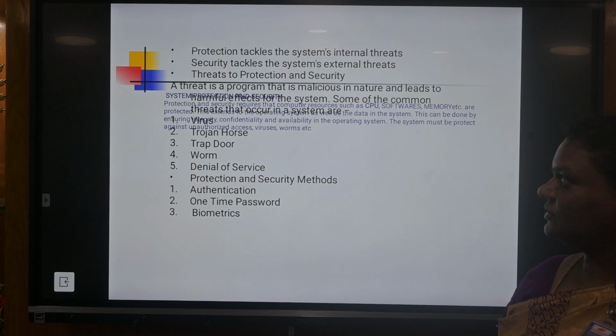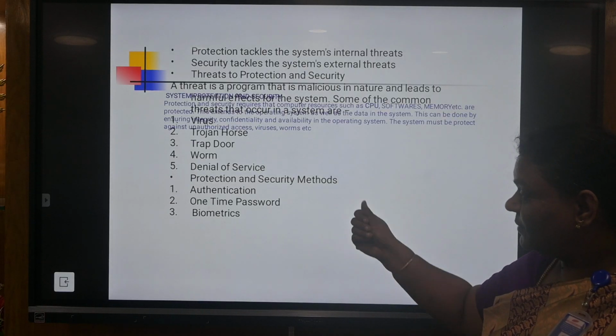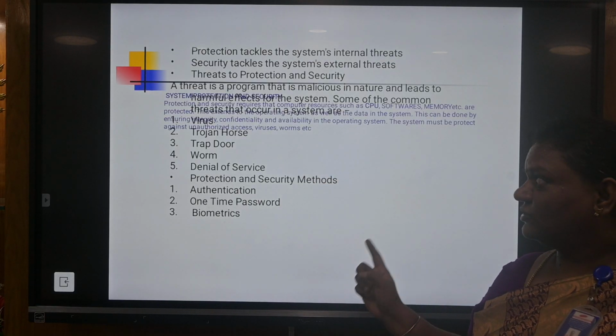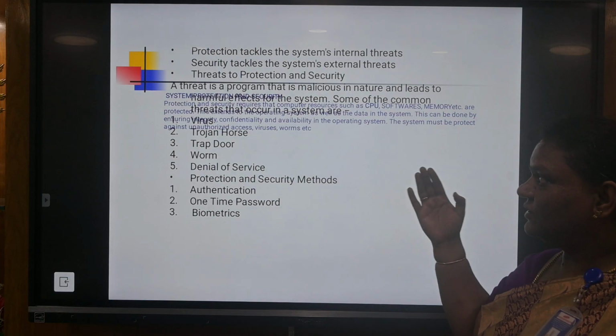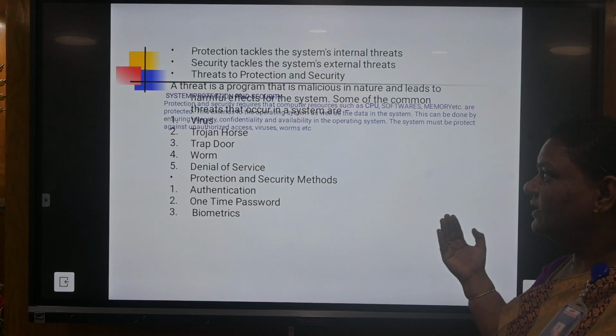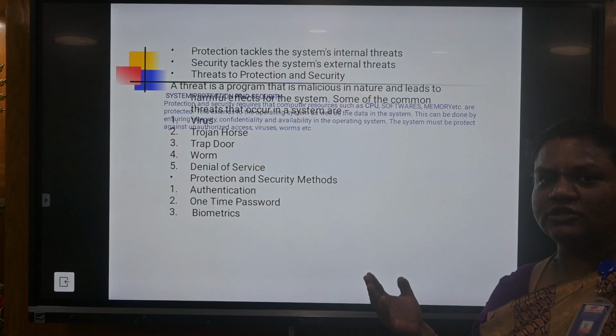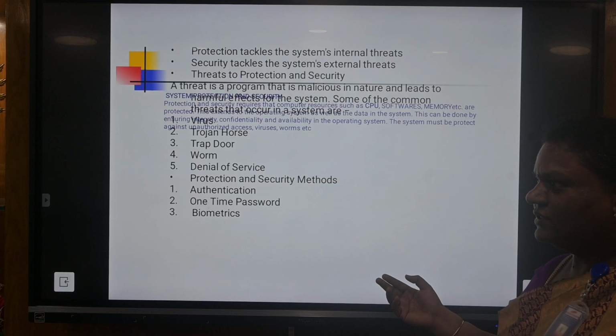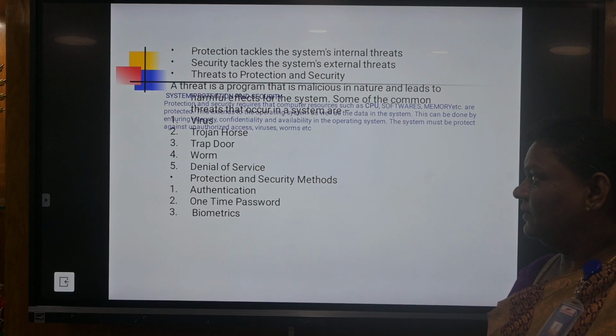Next is system protection. There are vulnerable malwares that can cause destruction to the operating system. Those are virus, Trojan horse, trapdoors, worms, denial of service. Protection and security methods for these are authentication, one-time password and biometrics. One-time password is for temporary use.